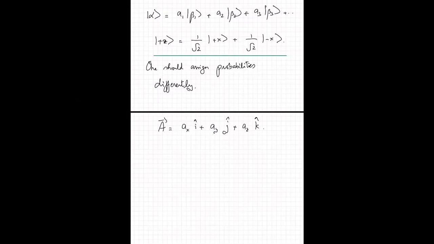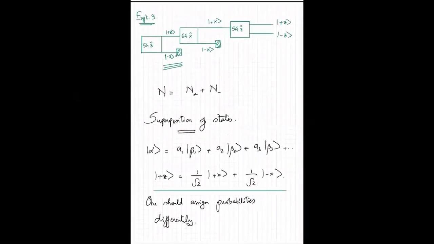But of course, I have to understand these weights of 1 over root 2 here and 1 over root 2 here, and how these weights are connected to the probabilities. That we will cover in the next lecture as we go along. But essentially, the upshot of today's lecture is as follows.